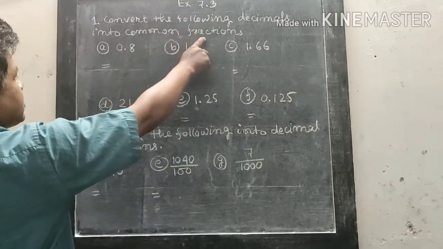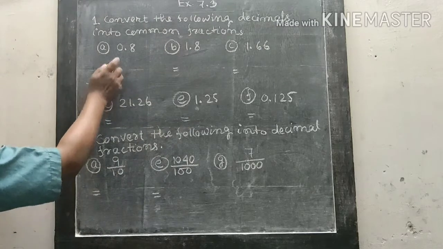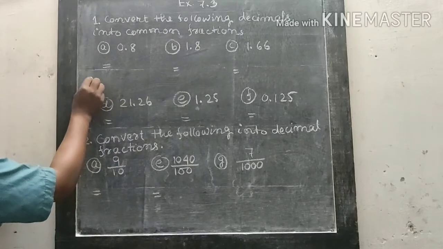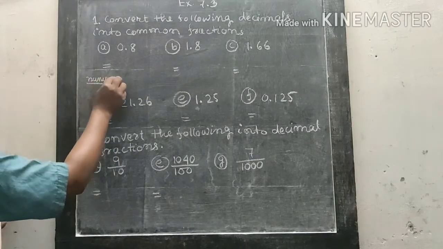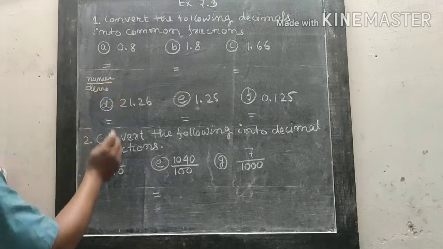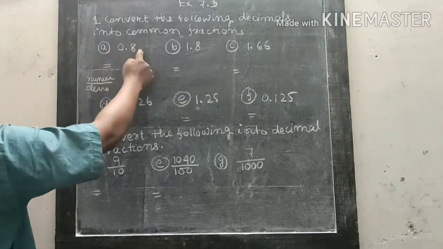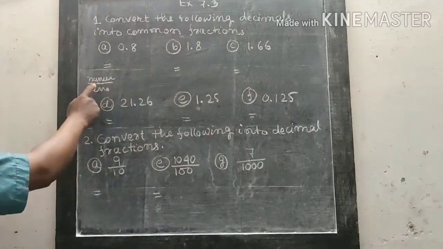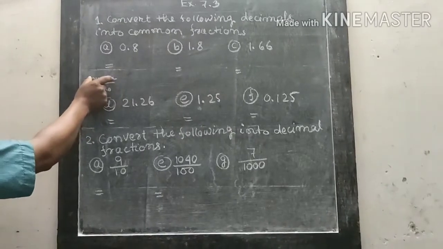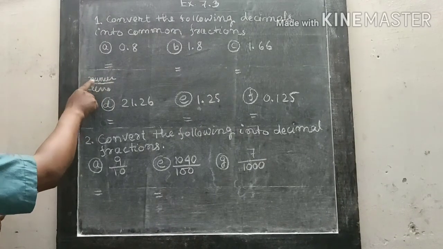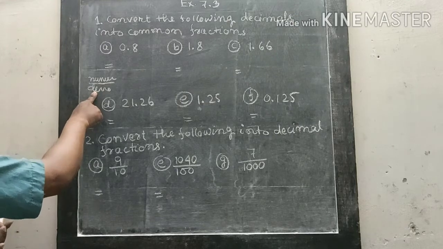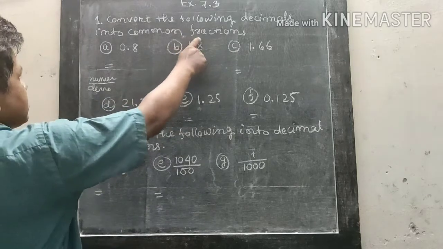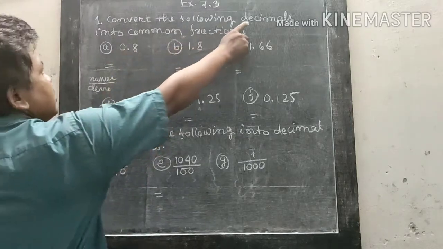Into common fractions. Fractions means we shall have to write these decimal numbers as a numerator and a denominator. We shall have to split the number into numerator and denominator. One number will be at the numerator and another one at the denominator. Then this kind of number is called a fraction. Now this is in decimal form.